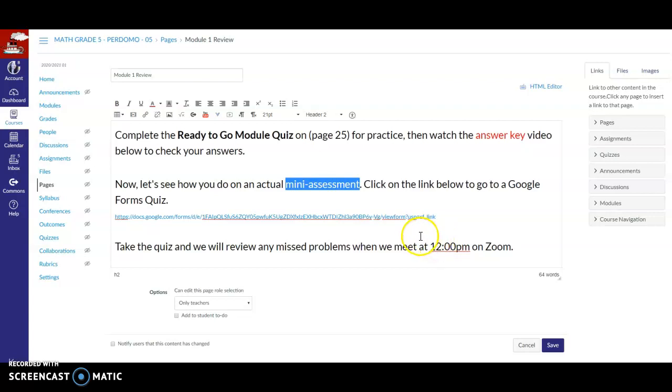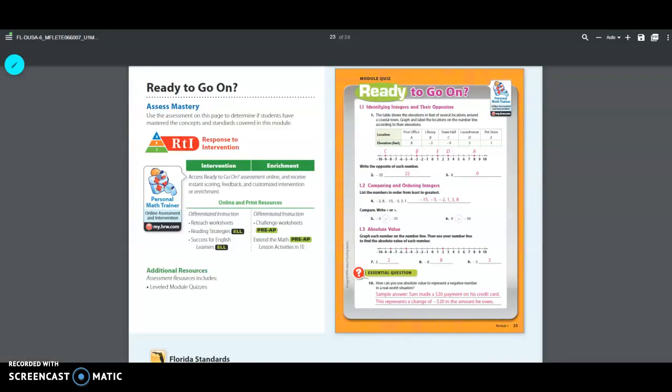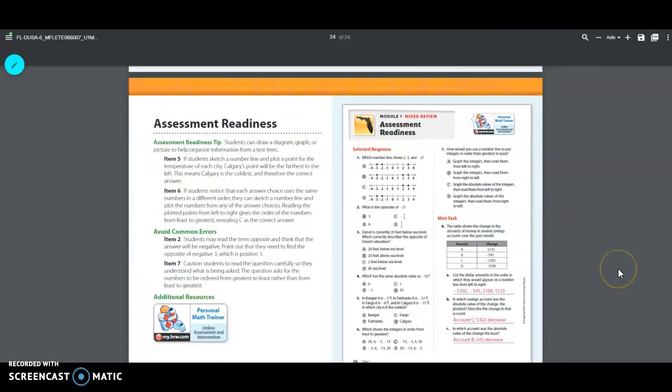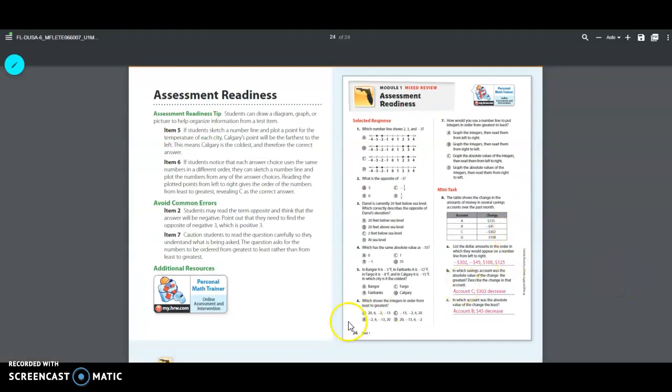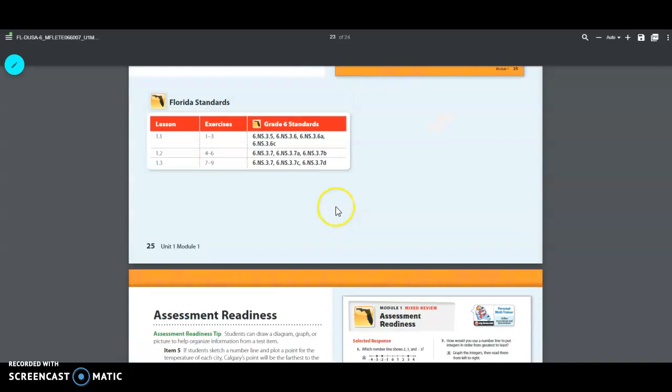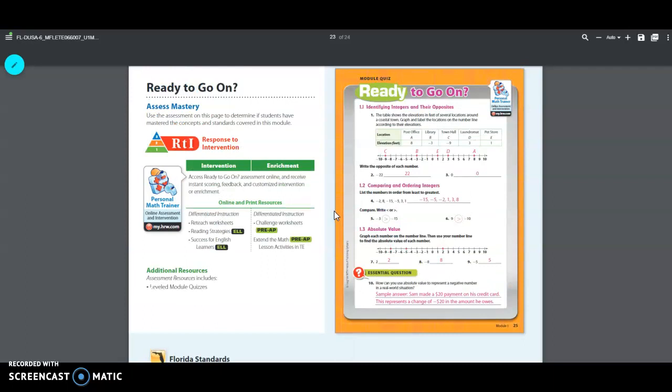Your homework assignment for tonight is going to be the review pages that are going to happen on the next page. So the review page is over here, which is on page 26. I believe it is 8 questions. I want you to do all of them completely, and we'll go over them again the next time that we meet tomorrow before I give you your official test for this module.